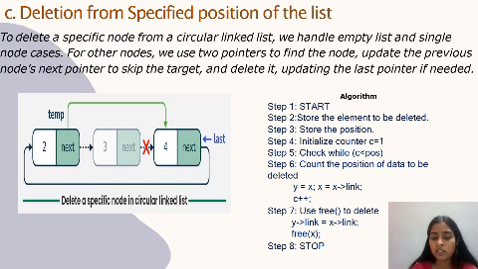Step 5, check while c is less than POS. Step 6, count the position of data to be deleted. Y is equal to x, x is equal to x link. Step 7, use free to delete. Y link is equal to x link, free of x. Step 8, stop.